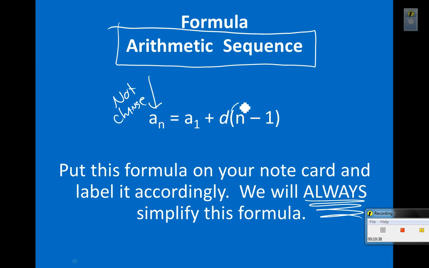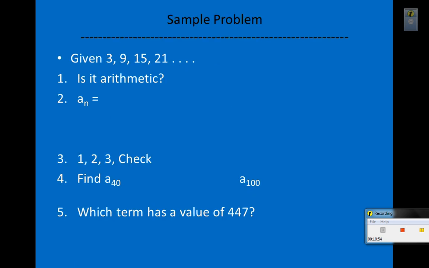This part right here will not change. So every time, guys, you'll be finding me the value of the first term and the difference. So while I got you a little bit confused, look at your very first problem. It says given 3, 9, 15, 21. Here's what I need to do.